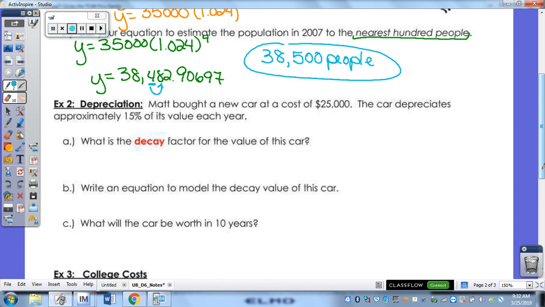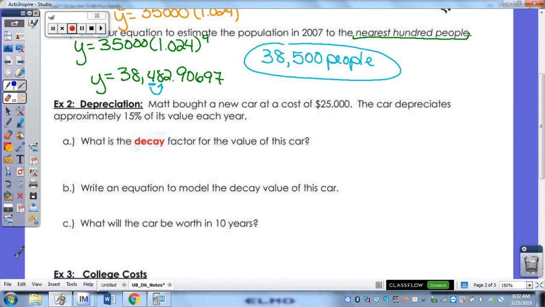Taking a look at our next one, talking about depreciation. Matt bought a new car at a cost of $25,000. The car depreciates approximately 15% of its value each year. So what is the decay factor for the value of this car?